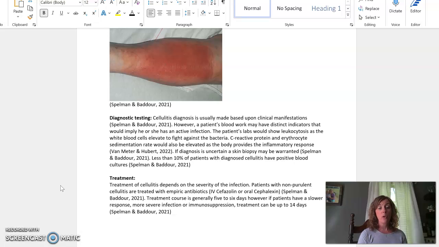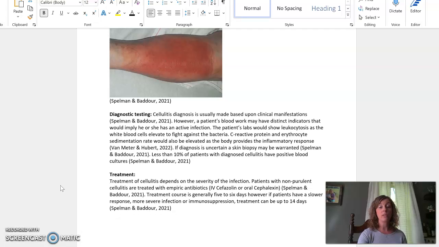And I just put on here, of note, that less than 10% of patients with diagnosed cellulitis have positive blood cultures because it is such a localized infection. Very rarely, as you can see, does it turn into a systemic problem.